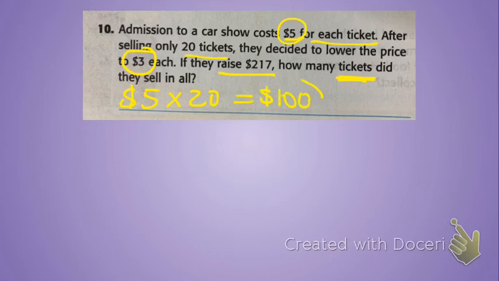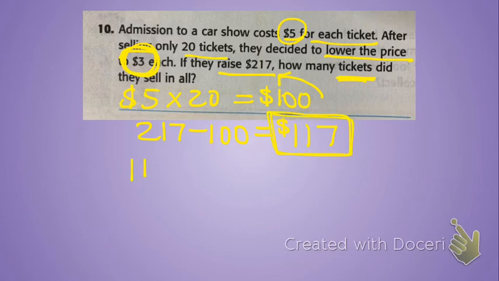So I need to take $100 away from their total. Let's take that $217 and subtract $100 from it. So that leaves a grand total of $117. Now, after that, they decided to lower the price to $3. So how many tickets did they sell? That remaining $117, I need to divide by 3 to figure out how many tickets they sold. So let's go ahead and divide this.